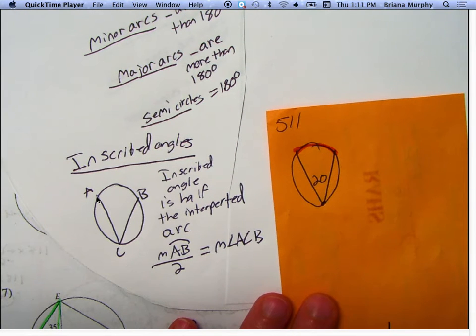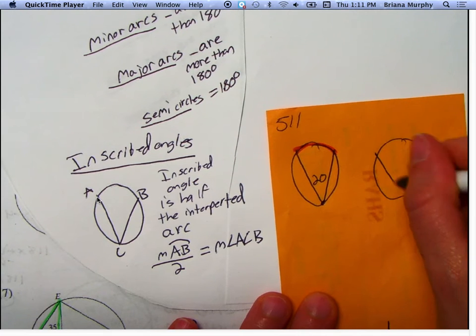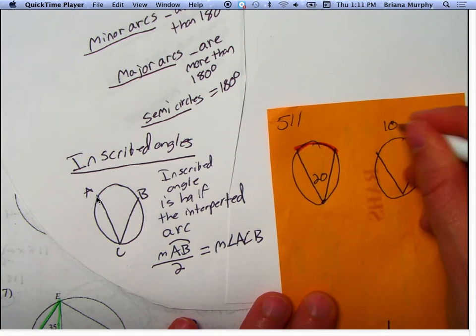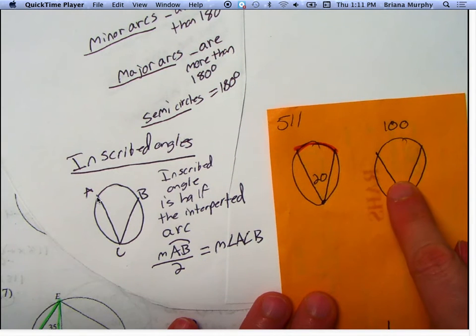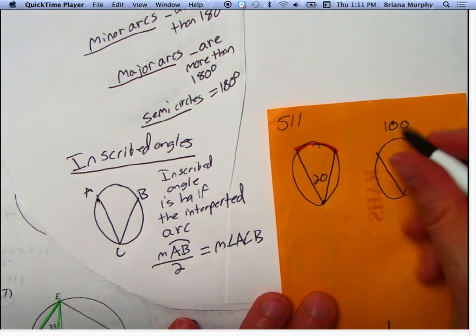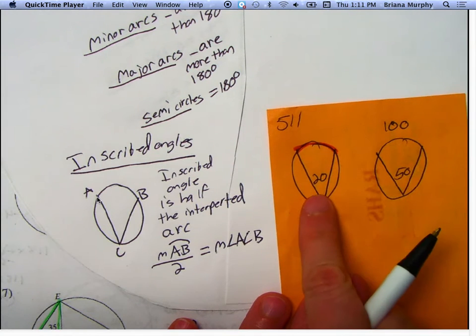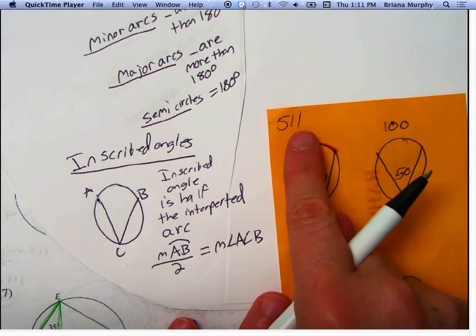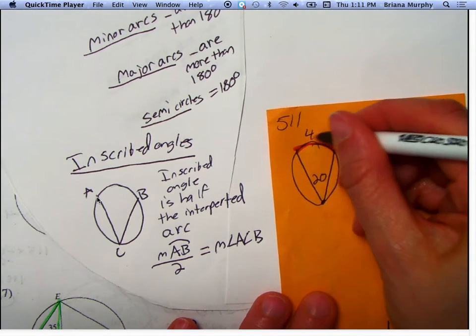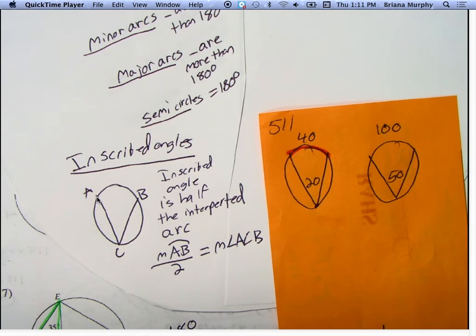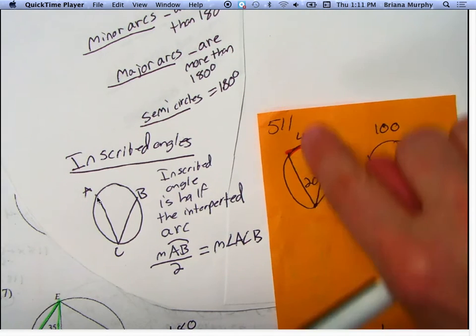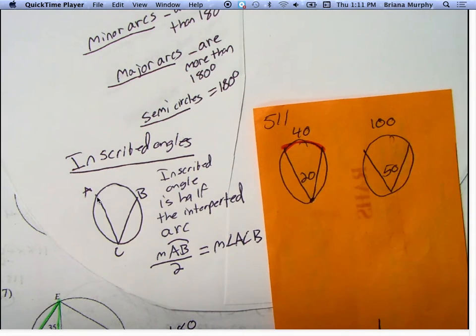Want to try it the other way? Okay, how about this? If this is 100, how much is the angle right there? The angle's half the arc, so the angle would be 50. So if the angle is 20, the arc would be 40, right? Because we should be able to go back and forth, right? Angle is 20, arc is 40.